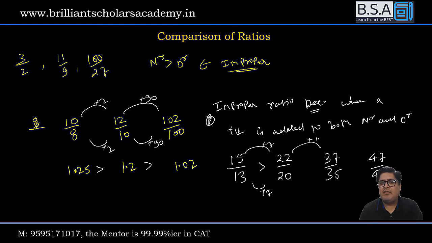I added here 15. What is the sentence? Improper ratio decreases when a constant is added to both. This kind of thought process I will again apply in ratios and proportions to teach you concepts. Another way to observe, what is the gap between these? The gap is 2, when it is an improper ratio.